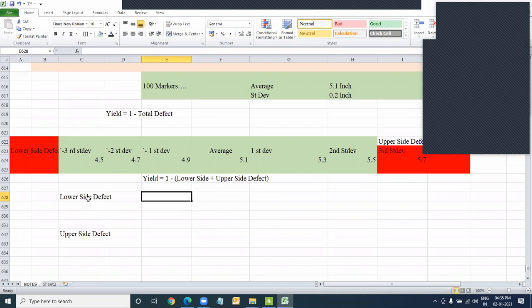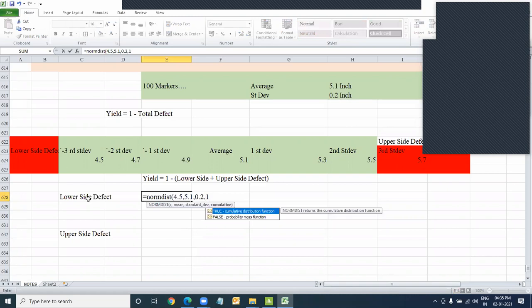I'll just redo this. NORM.DIST for normal distribution. Open up the bracket. Value of LSL will be required because less than 4.5 is defect. Yes, 4.5, comma, mean is 5.1, comma, 0.2 as standard deviation, and comma 1 as default value of cumulative.